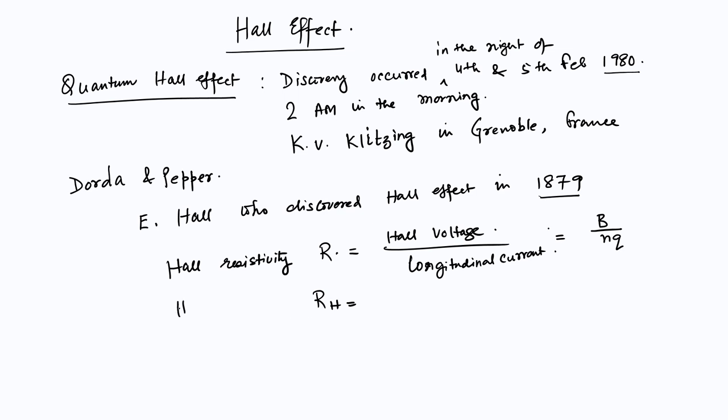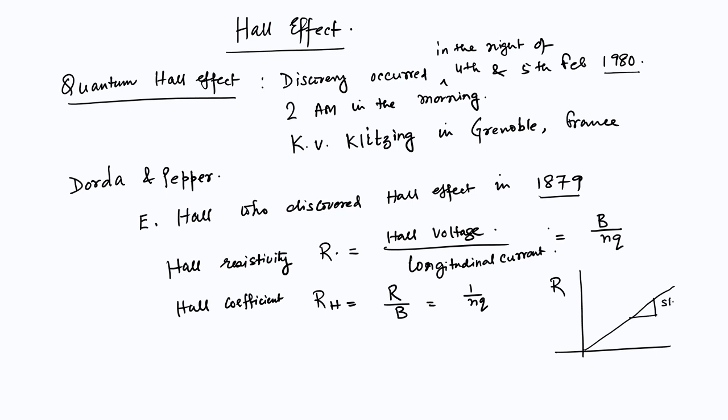And there is a quantity which is more familiarly used, called the Hall coefficient, which is R over B, which is equal to 1 over NQ. Because we don't know whether the carriers are holes or electrons, we want to leave it as Q. So this is one of the main findings: the Hall resistivity is proportional to B, which means that the Hall resistivity will grow linearly with B, like this. And this slope is nothing but 1 over NQ.